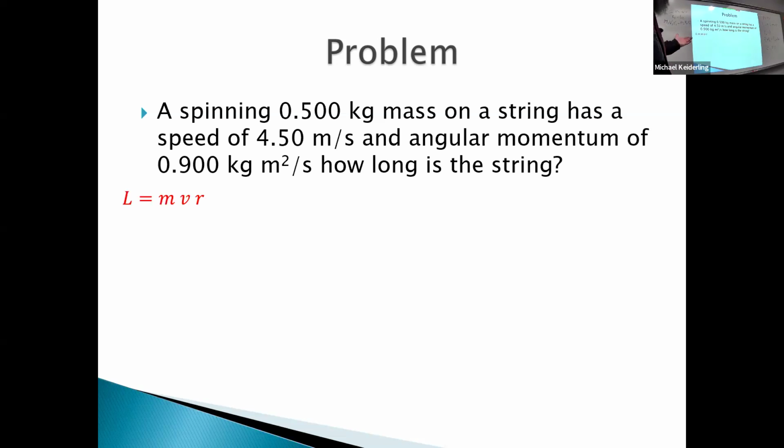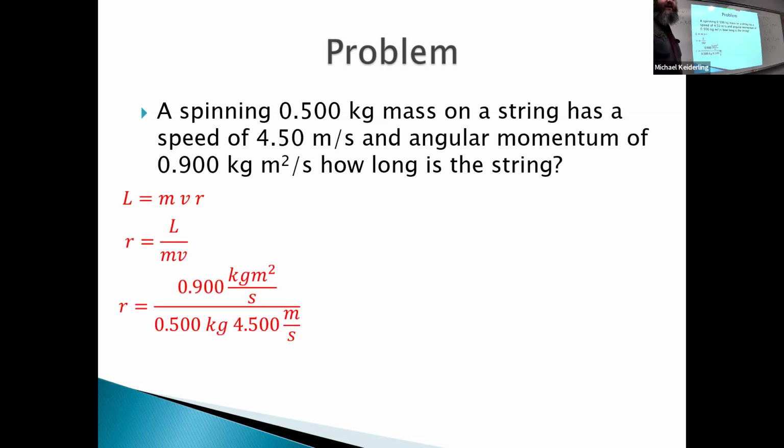But angular momentum is mass times velocity times radius. So radius is angular momentum divided by mass times velocity, which is 0.9 kilogram meters squared per second divided by 0.5 kilograms times 4.5 meters per second, which gives you 0.4 meters.